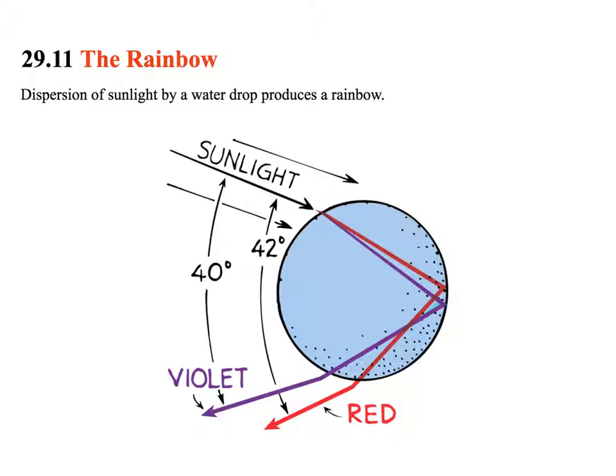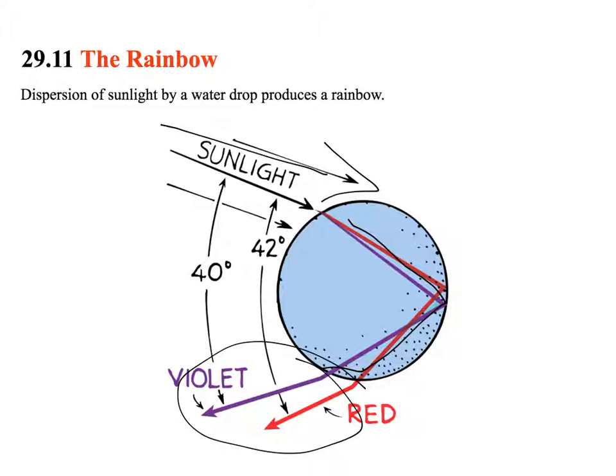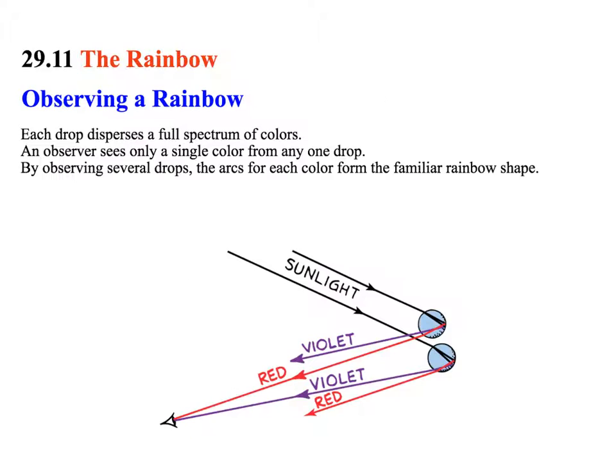Dispersion of sunlight by a water droplet produces a rainbow. So as the sunlight comes in, it will disperse back out into its colors. Each drop disperses a full spectrum of color. An observer sees only a single color from any one drop. By observing several drops, the arcs of each color form the familiar rainbow shape. As the sunlight comes in, you get red through violet.